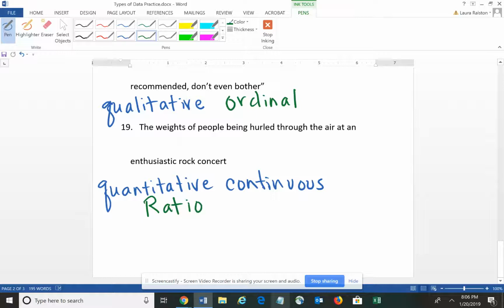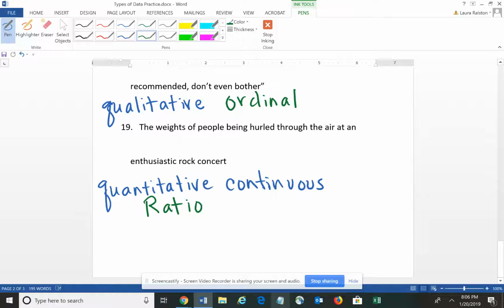Now, number 12 is a little bit tricky, okay? Because probably what jumps out at you immediately when you read number 12 is numbers on the shirts of marathon runners. You see the word numbers, and so you automatically go to it being quantitative. But again, think about it. With that number that somebody puts on their shirt when they're getting ready to run a marathon, is that a number that we would perform calculations with?